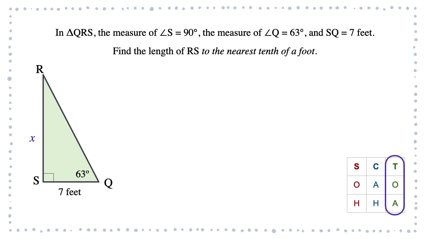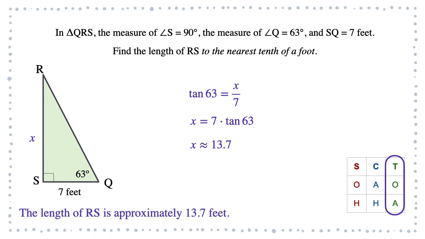Instead, we'll use tangent. And we'll write our equation. The tangent of 63 is equal to x over 7. To solve for x, which is being divided by 7, let's multiply by 7 to both sides. At this point, we can type that into our calculator and round to the nearest tenth of a foot, and we get that x is approximately equal to 13.7. We always look at our diagram and make sure that makes sense with the way the diagram looks. The length of RS is approximately 13.7 feet.